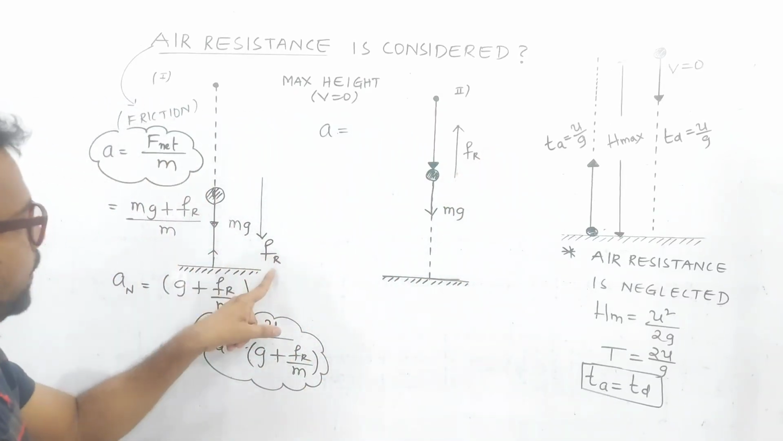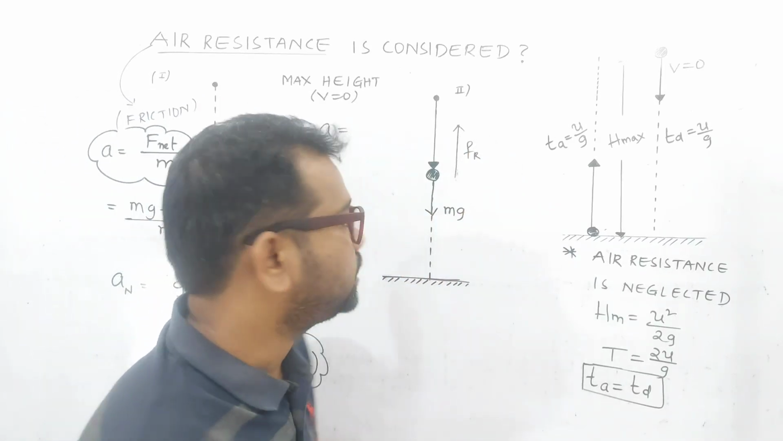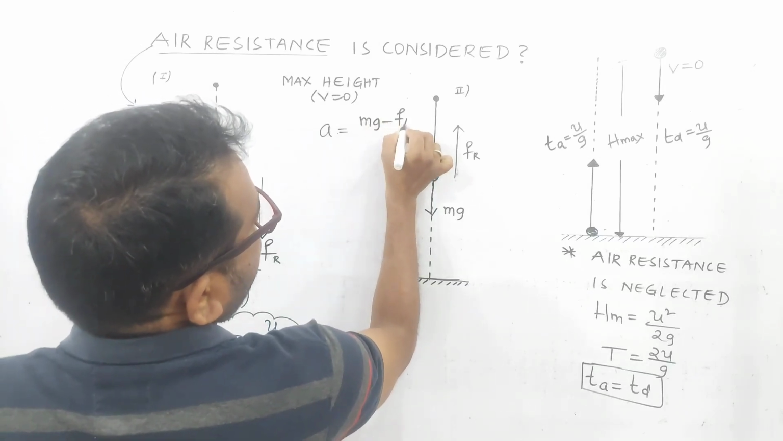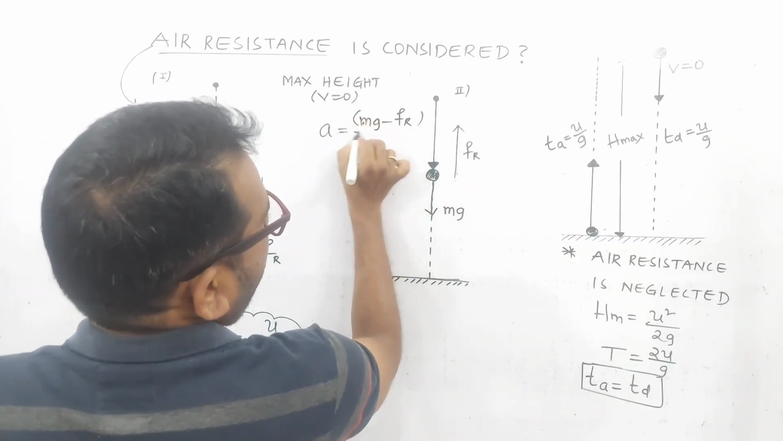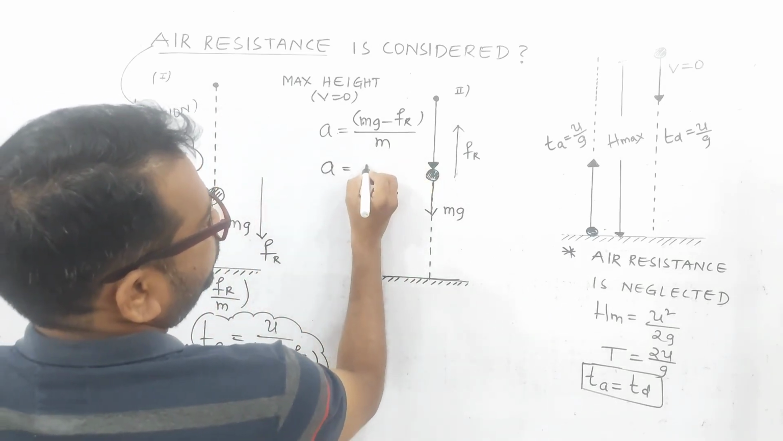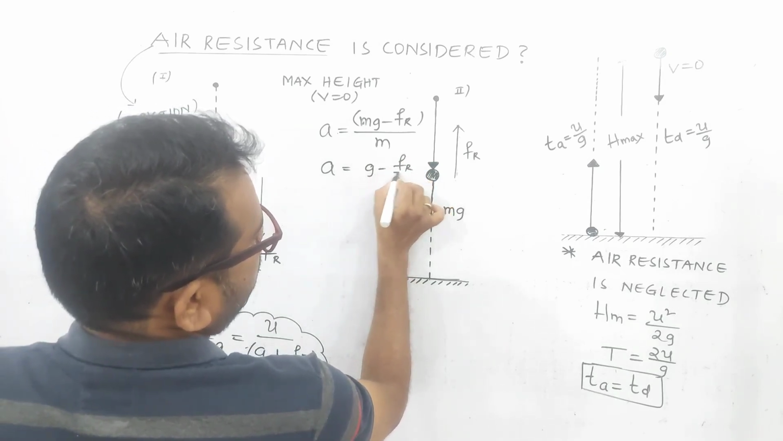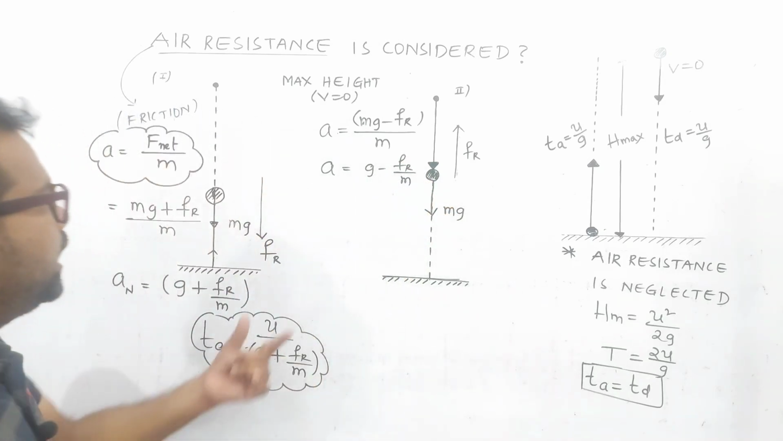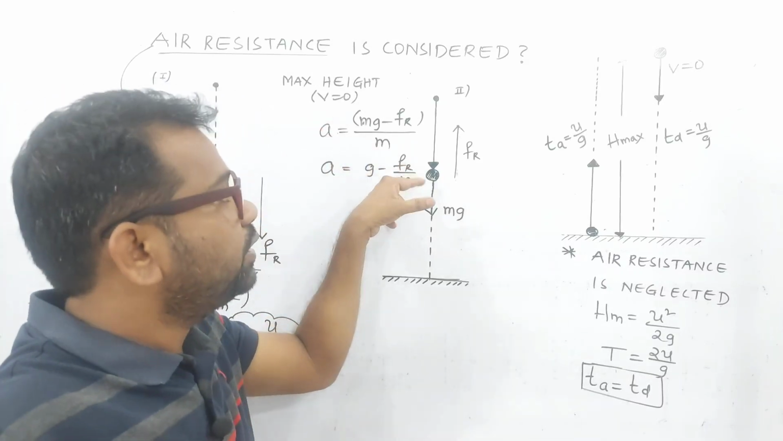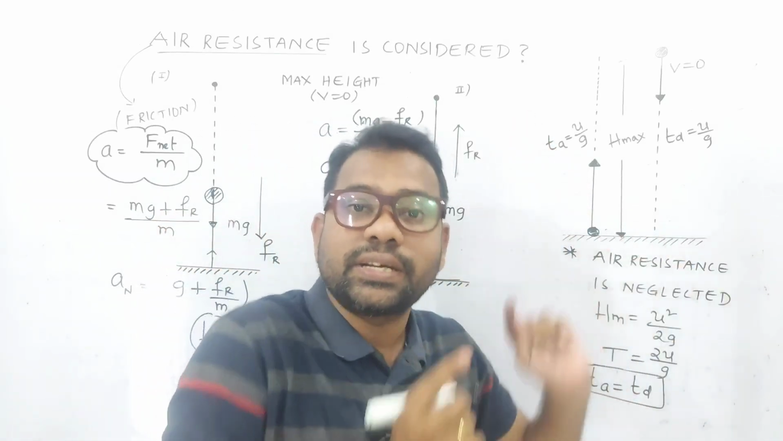Why were these two added earlier? Because both were in the same direction. But here, as both are in opposite directions, we have to subtract. So this will be mg minus Fr, the net force, divided by mass. Now a is equal to, taking m as common, g minus Fr by m. So this is the net acceleration acting on a body when it is coming downward, provided air resistance is considered.